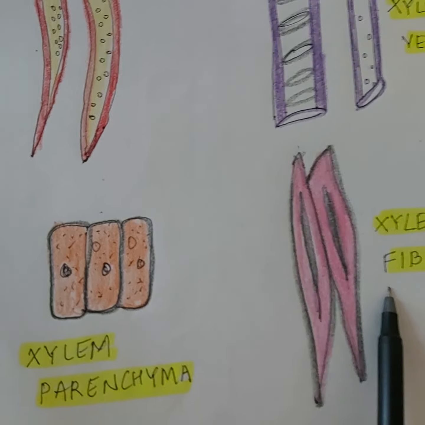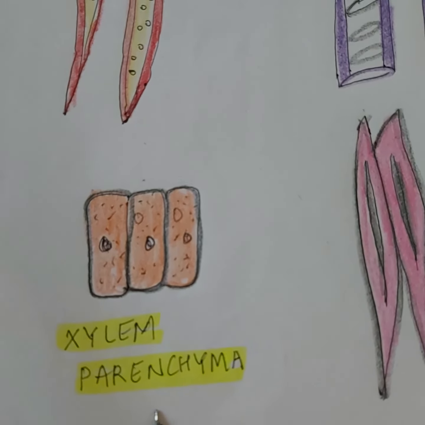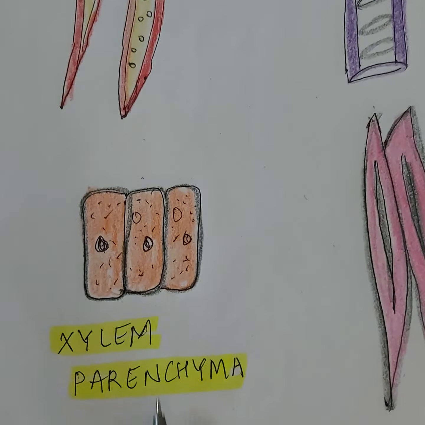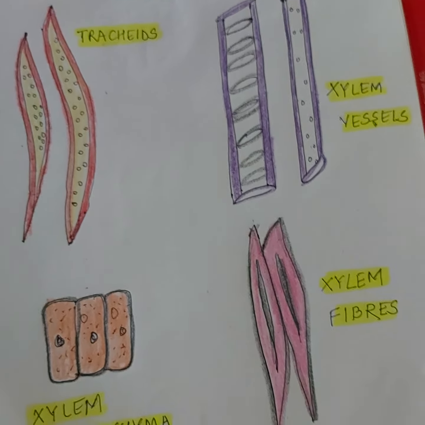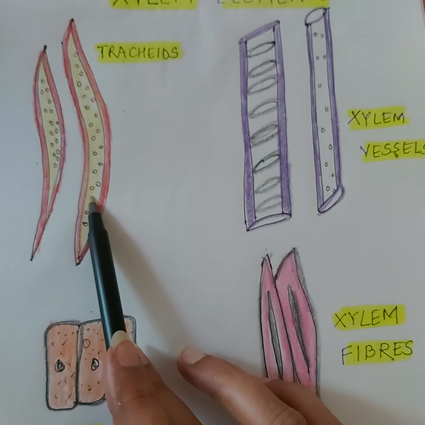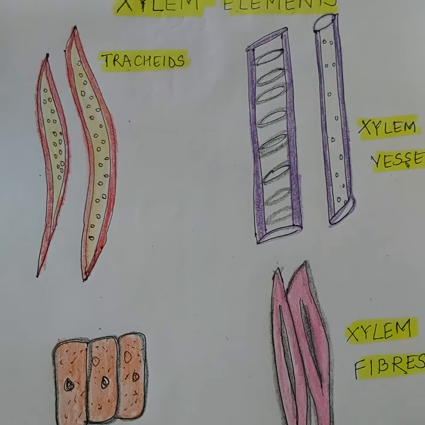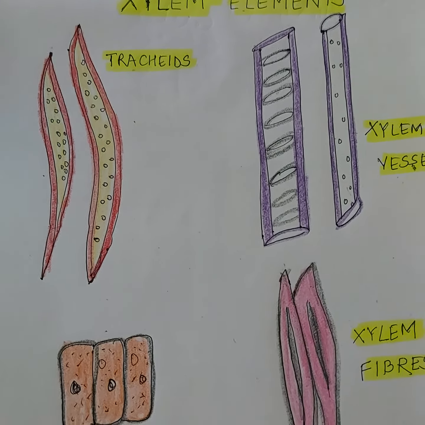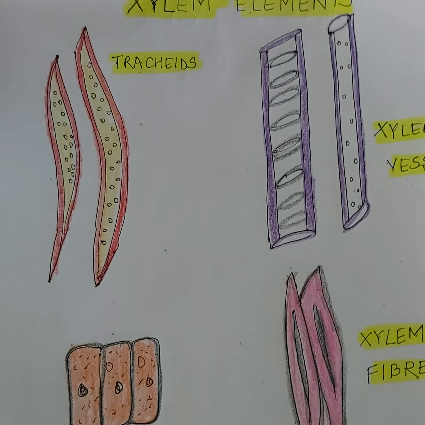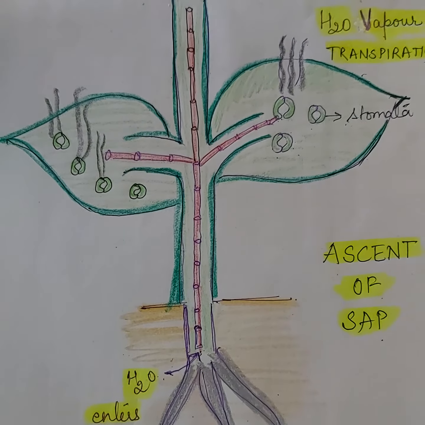The other two kinds of cells forming xylem are xylem parenchyma, which are involved in storage of food, and xylem fibers, which are sclerenchyma fibers that just impart mechanical and structural strength. You can say out of the four, the main conducting elements conducting water are tracheids and xylem vessels. Let us see how through these cells water will be conducted in the plant body. Now, have a look at this diagram.